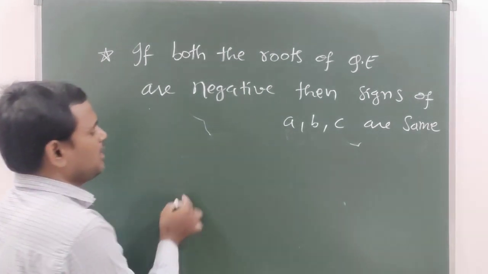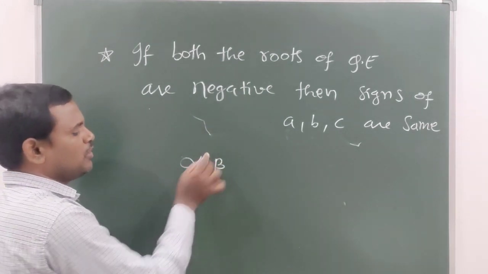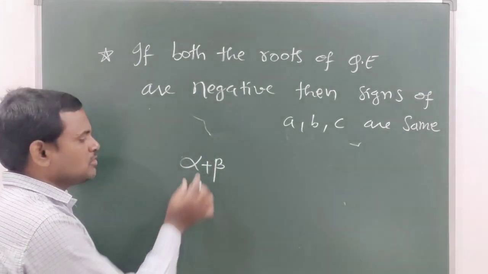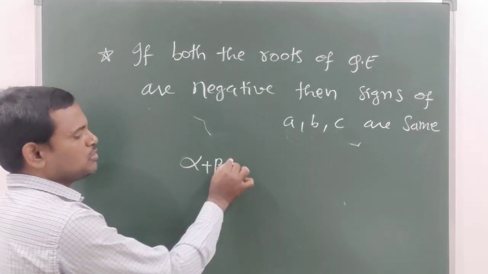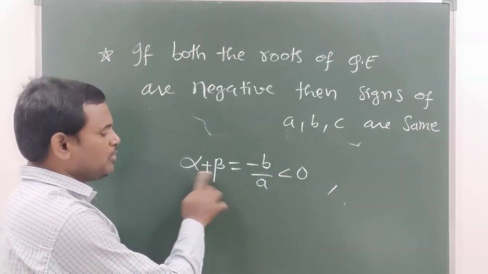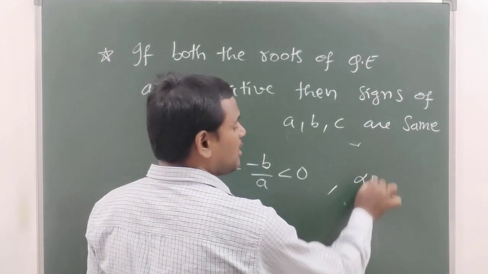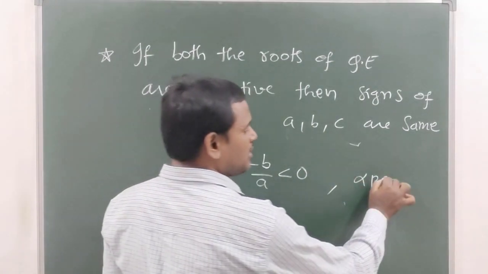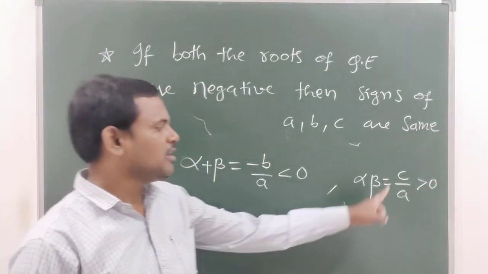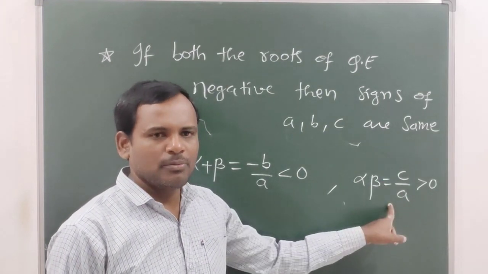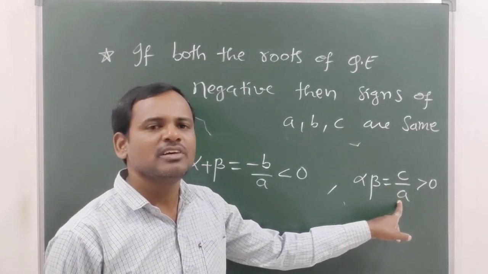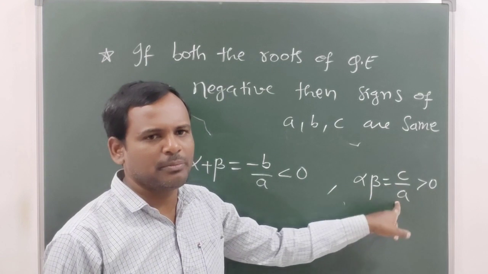So why? See, observe this. As we know, sum of the roots, both we have taken negative. So when we add two negative terms, the sum is negative. When you take the product of two negatives, alpha negative, beta negative, the product is positive. Again observe this, product we have got positive. So when do we get this positive? Whenever c and a have the same sign. Both may be positive, both may be negative.